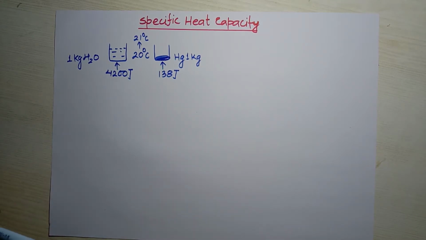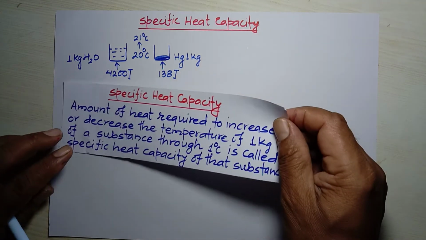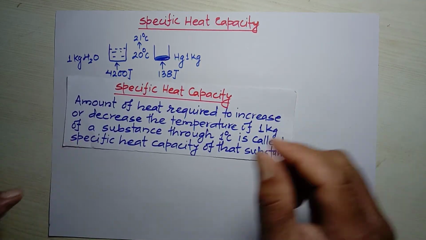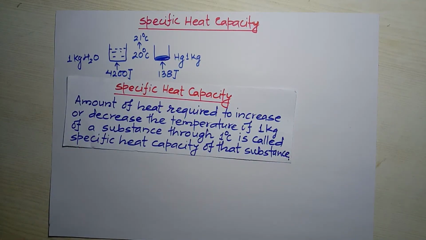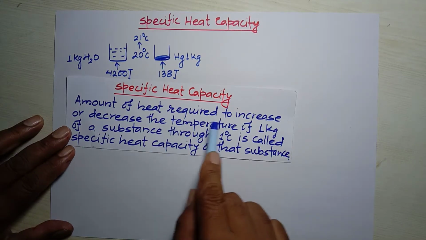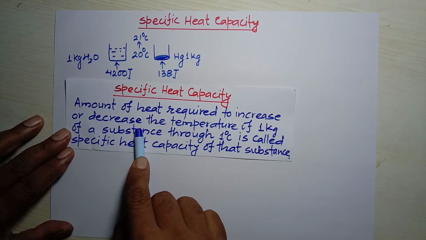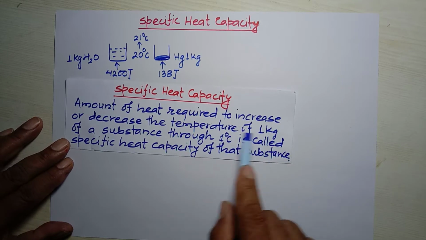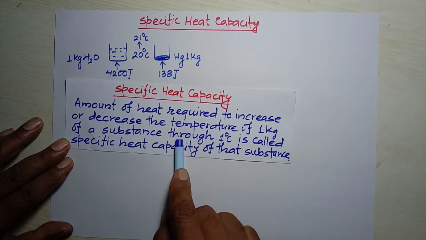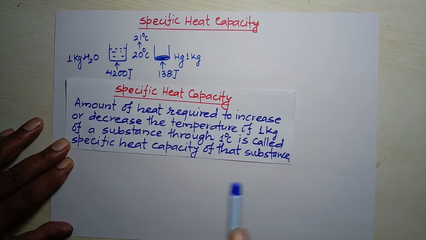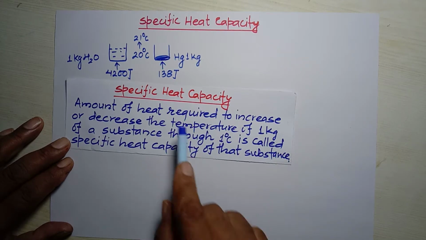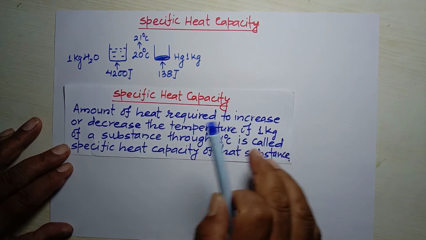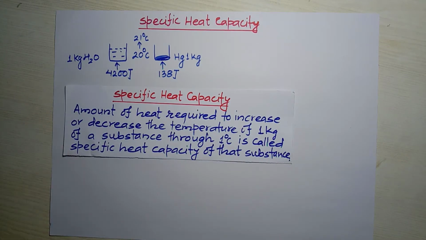This is a very interesting matter, and this term is created and named as specific heat capacity. It can be defined this way. What is specific heat capacity? The amount of heat required to increase or decrease the temperature of 1 kilogram of a substance through 1 degree Celsius is called the specific heat capacity of that substance. It means different substances have different specific heat capacity.